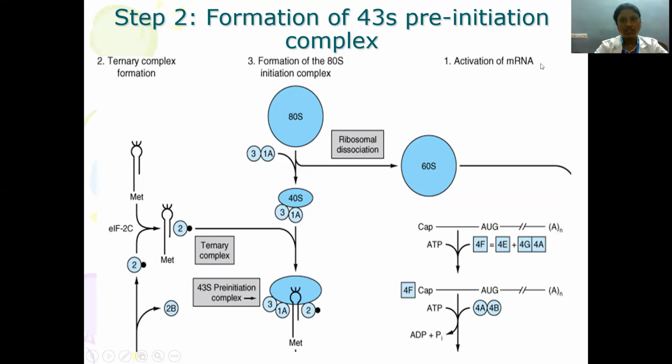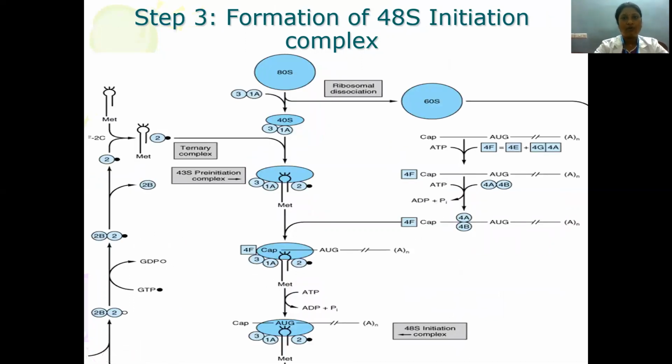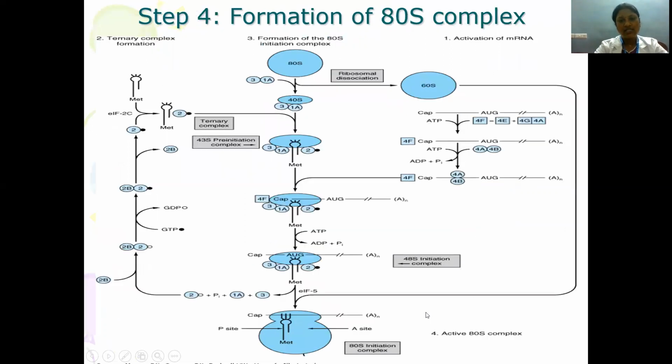So here you can see activation of mRNA. This is how the 43S pre-initiation complex forms. Again, the third step is formation of the 48S initiation complex. Once this 43S pre-initiation complex is formed, the mRNA with its associated factors 4A, 4B and 4F attached to the cap of the mRNA will come and associate itself to the 40S subunit of the ribosome along with other factors which aid in translation, resulting in formation of the 48S initiation complex.